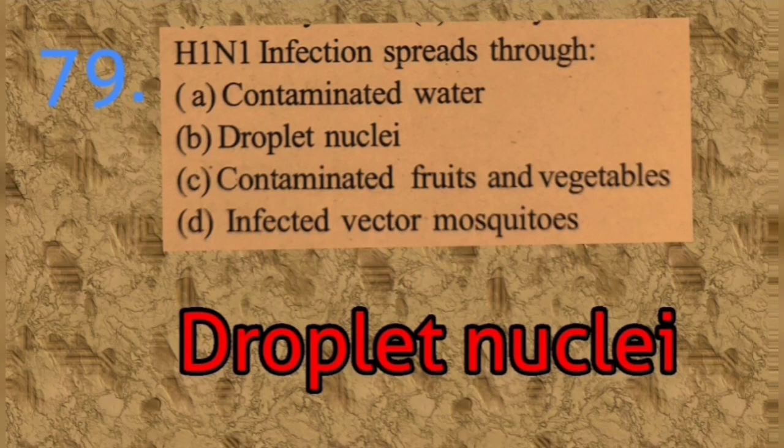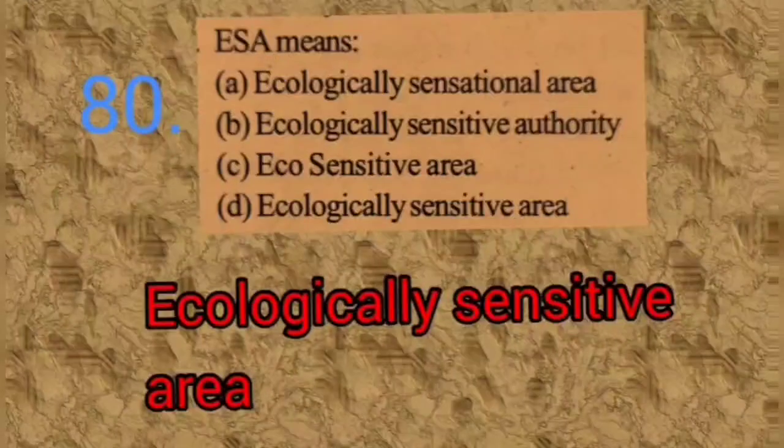H1N1 infection spreads through? Options: A, contaminated water; B, droplet nuclei; C, contaminated fruits and vegetables; D, infected vector mosquitoes. Option B is the right answer. H1N1 infection spreads through droplet nuclei.